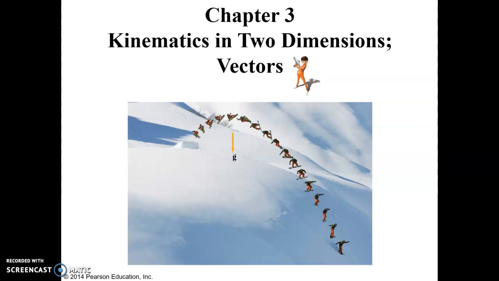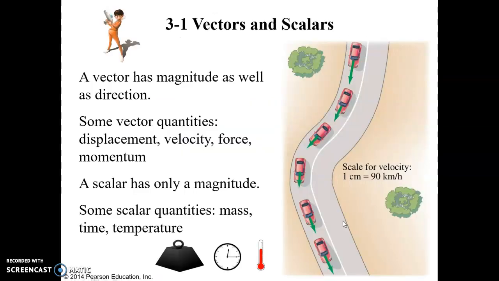In Chapter 2, we looked at motion in one direction. So things were either moving side to side or up and down. In this chapter, we're looking at two-dimensional motion. So they're moving both side to side and up and down. And we introduced the idea of vectors in the last chapter.